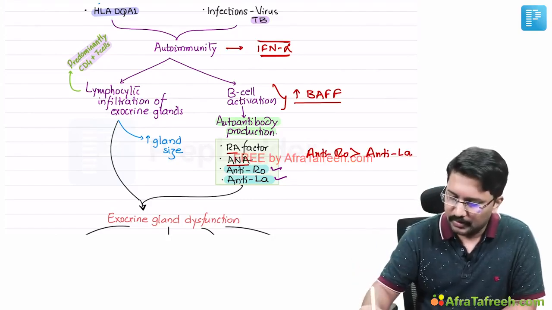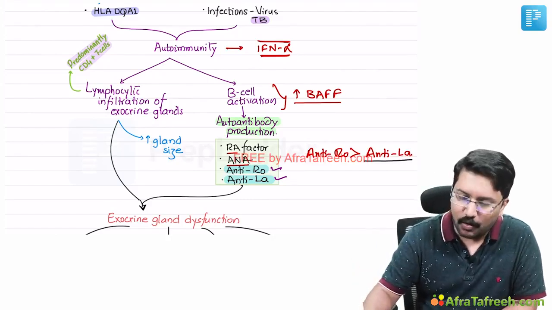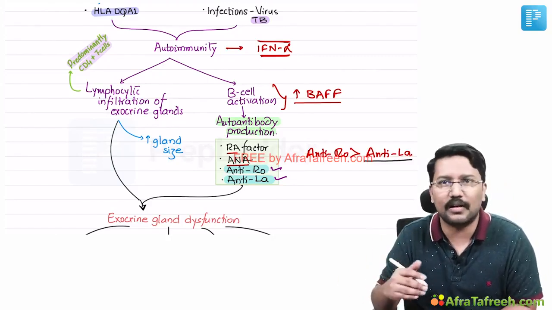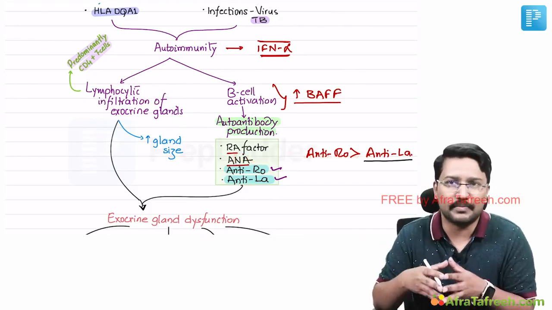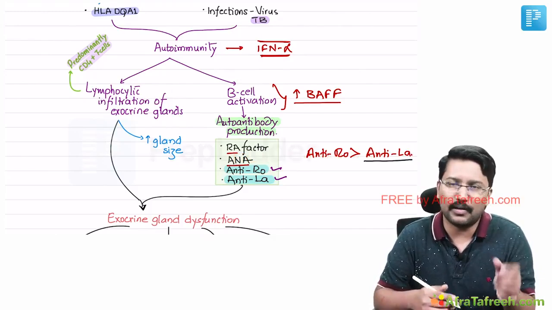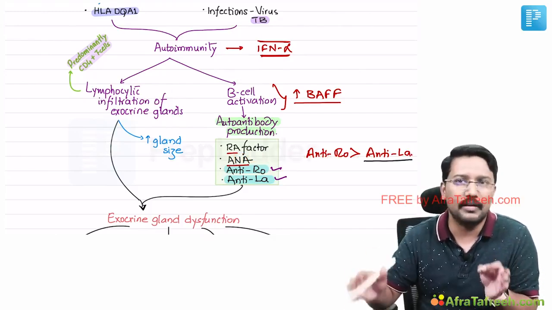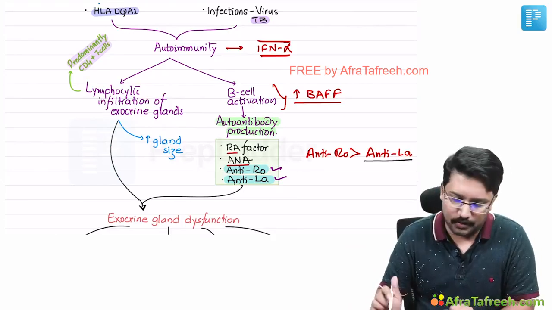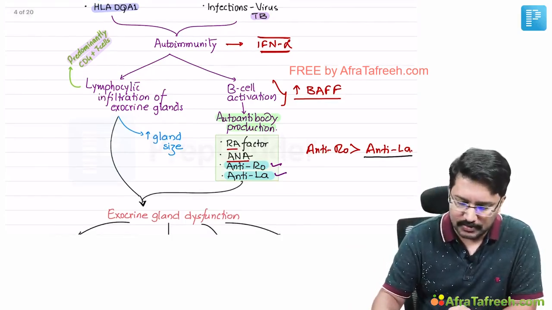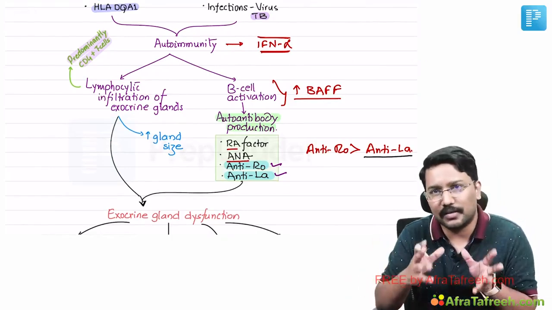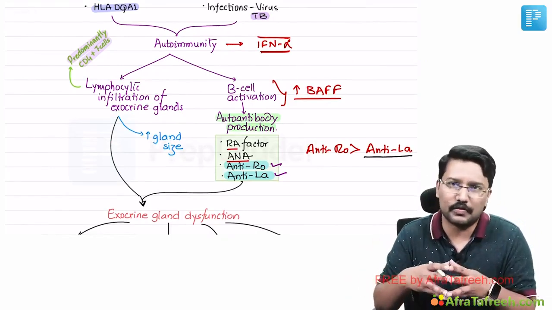And also remember that usually anti-La doesn't occur in the absence of anti-Rho. So when we go to discuss the diagnostic criteria, you will remember this fact. Anti-Rho may be associated with the co-presence of anti-La, but anti-La doesn't occur in the absence of anti-Rho. Okay, that is about antibodies. How exactly these antibodies cause the organ or the gland dysfunction is not very clear as of now.